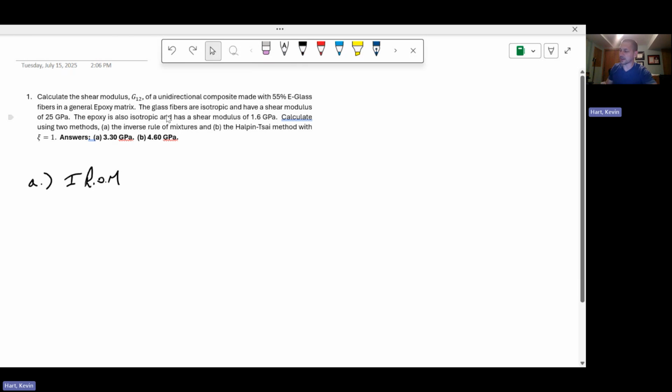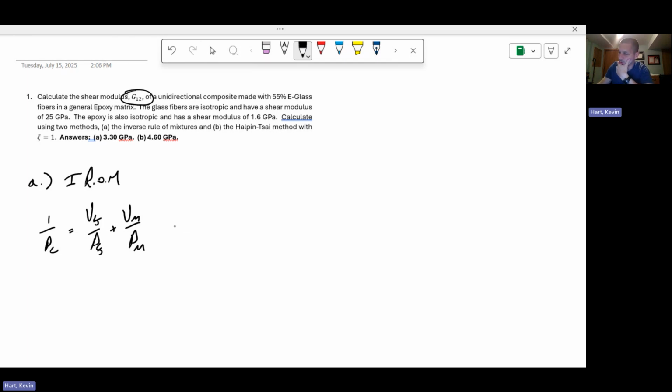First, inverse rule of mixtures, IROM. Generally, the inverse rule of mixtures is: 1 over the property of the composite is volume fraction fiber over property of the fiber plus volume fraction of the matrix over property of the matrix. If we want the shear modulus, G12, then we just substitute property for shear modulus. So 1 over G12 of the composite equals the volume fraction of the fibers over the shear modulus of the fibers, plus volume fraction of the matrix over the shear modulus of the matrix.